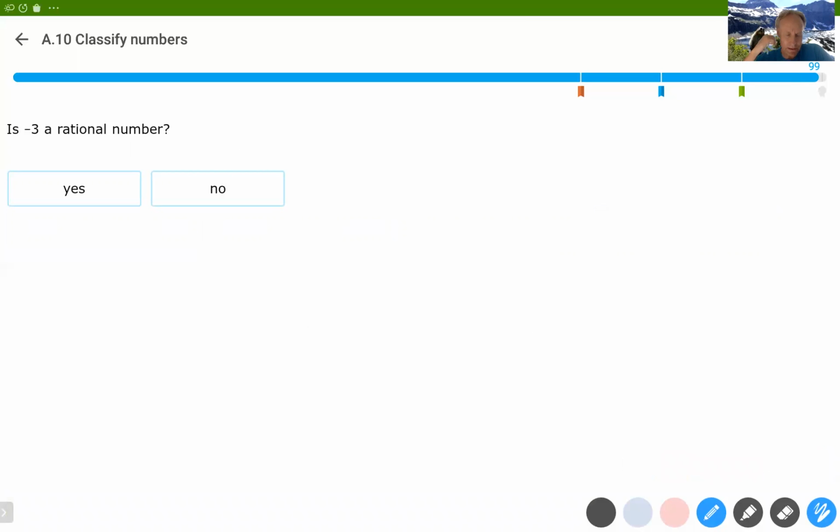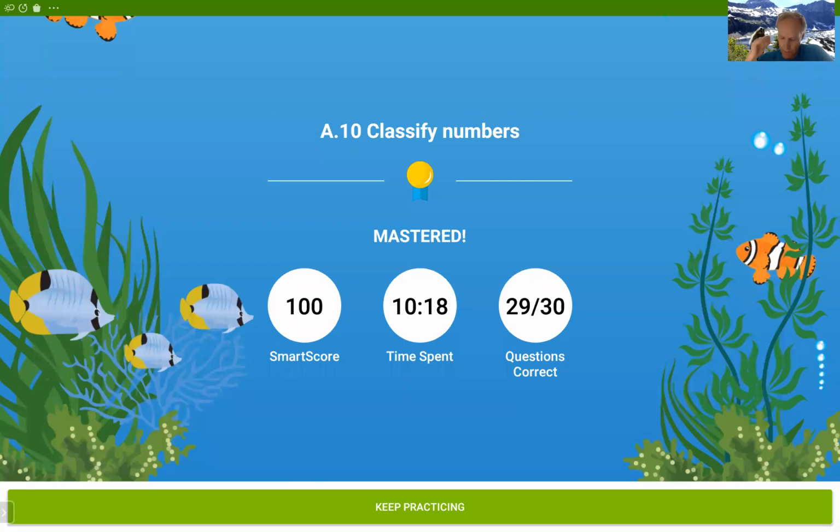Is -3 a rational number? Well, -3 over 1, sure enough. And there we go, all done. Hopefully you all will get them all right.